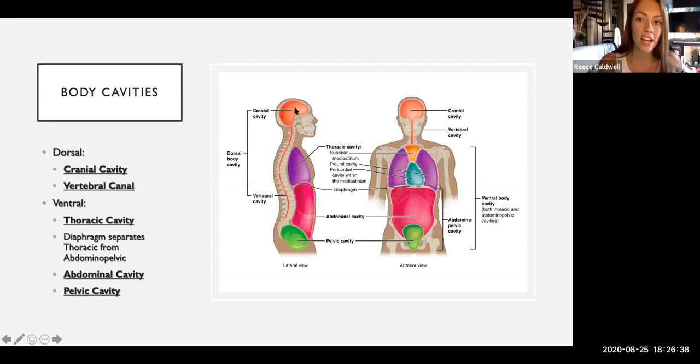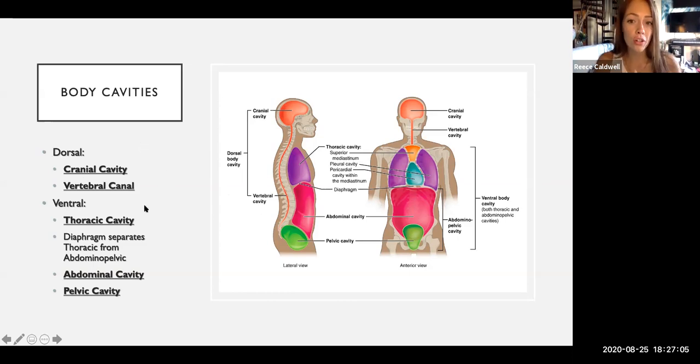So here is the cranial cavity. Makes sense. It's the cavity that holds our brain, our cranium. So that one's pretty simple. Then we have the vertebral canal or vertebral cavity. So just the vertebra, your spine. So that's the vertebral cavity. And those make up the dorsal body cavities, but I'm not going to ask y'all, just be able to label.